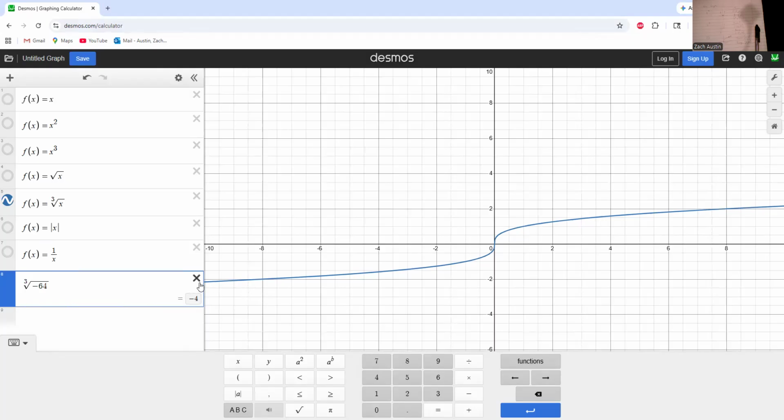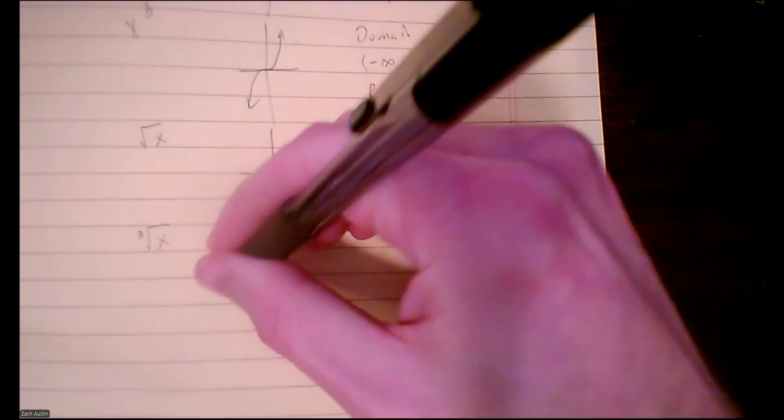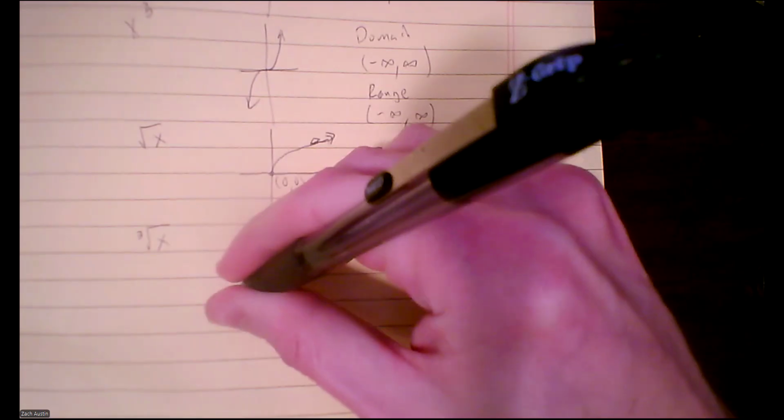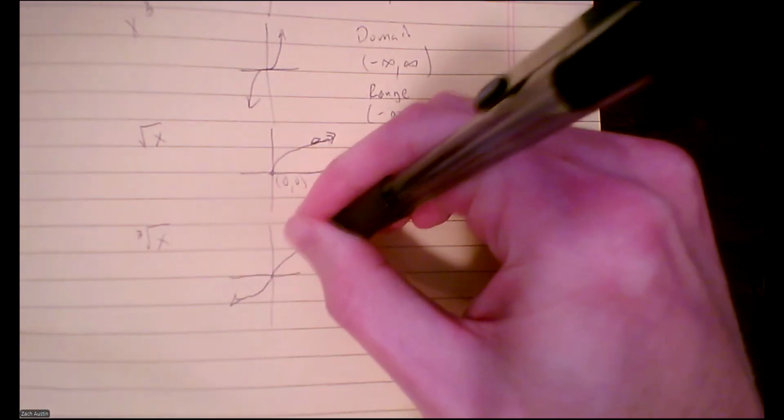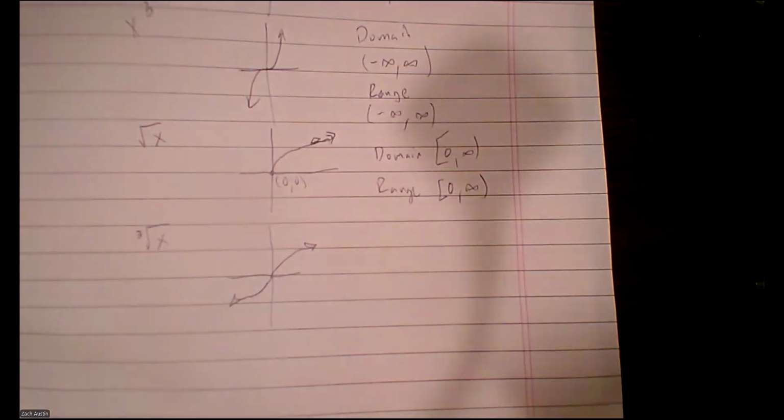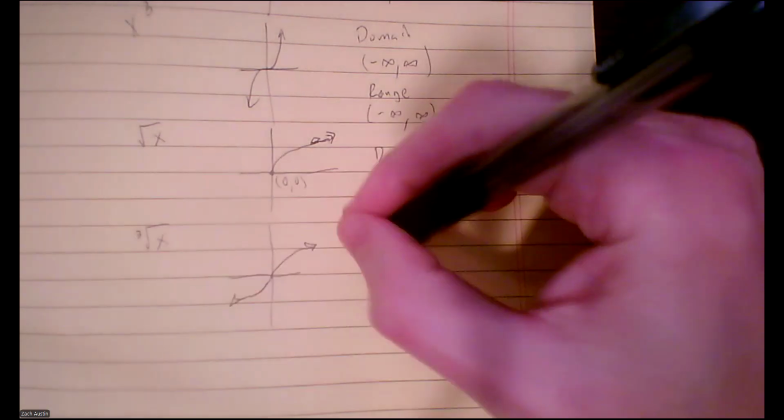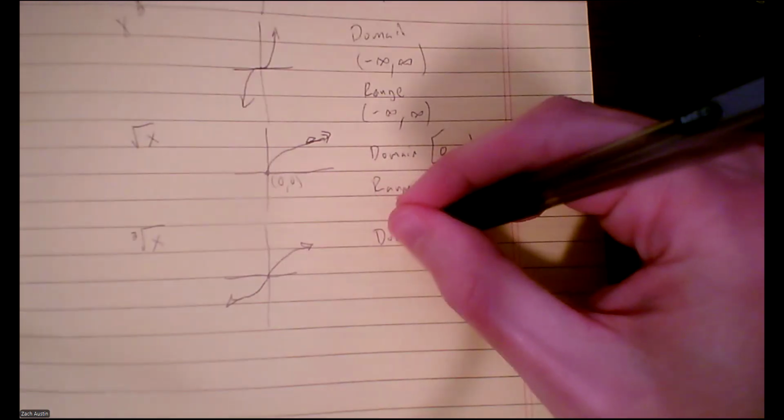Okay. So let's talk about domain and range for this one. So we'll pop back in over here. Our function looks something like this. So if we're talking about cube root of x, okay, our graph looks kind of like this. Beautiful drawing skills.